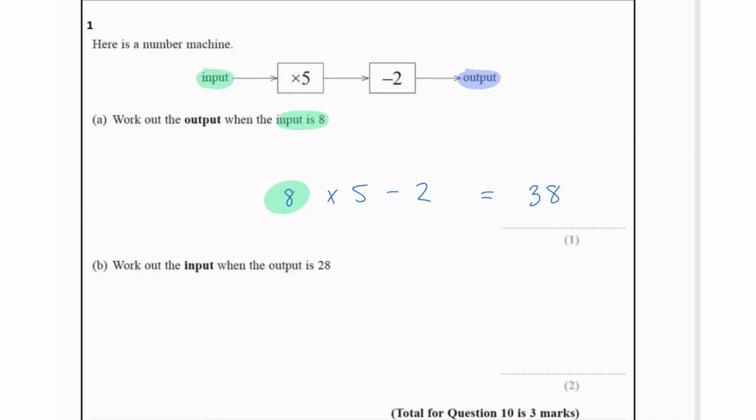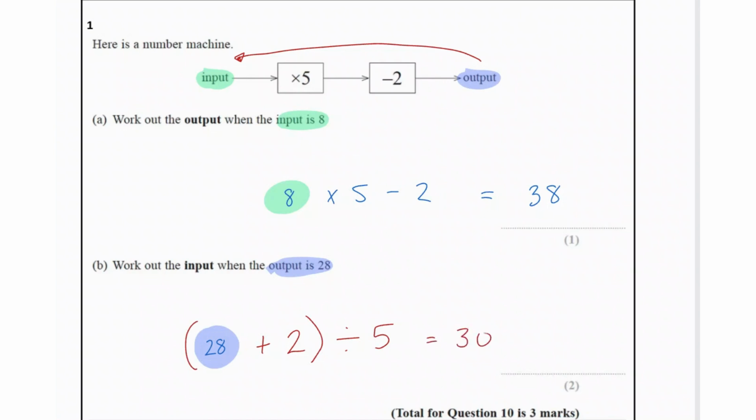Part B, we're told that the output is 28. Now, because we're starting at the output, we've got to work the other way. So we've got to do the opposite of what it's telling us. We're going from the output back to the input. So we're going to add on 2, and then we're going to divide by 5. We're going to do this in the order it's written. So how I've written it out, we would divide by 5 first, but actually you're meant to do it in this order. So I'll put the brackets around it just to make that clear. So 28 add 2 is 30, divided by 5, which is 6.